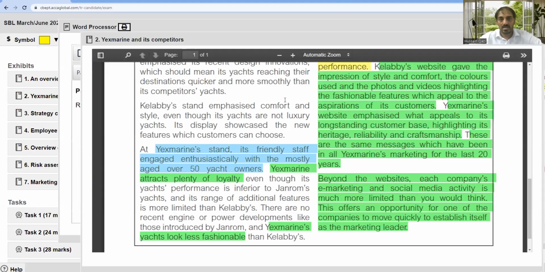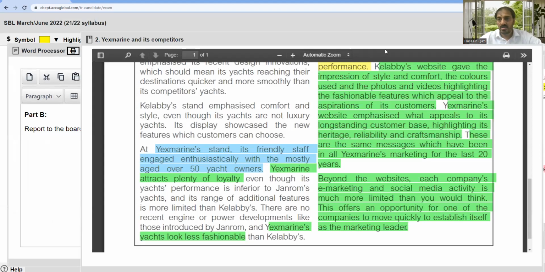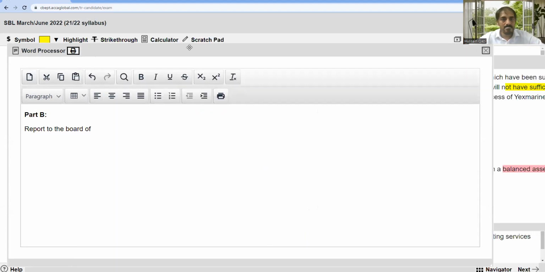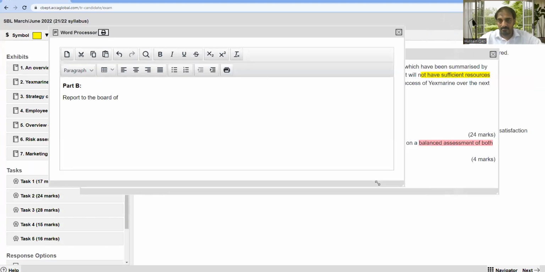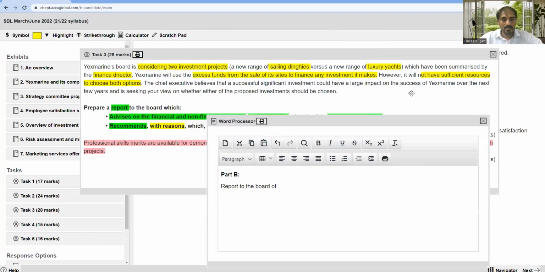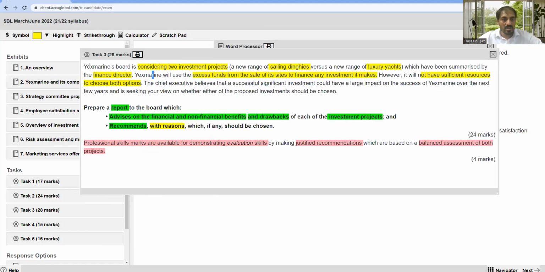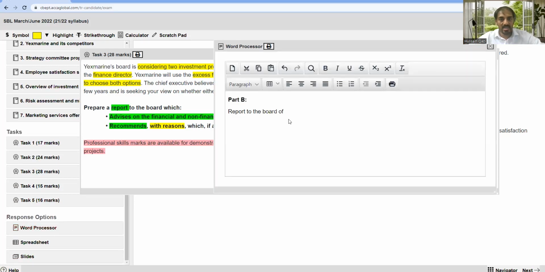Report to the board of the company, and the company's name is Yex Marine. Report to, that's the format.